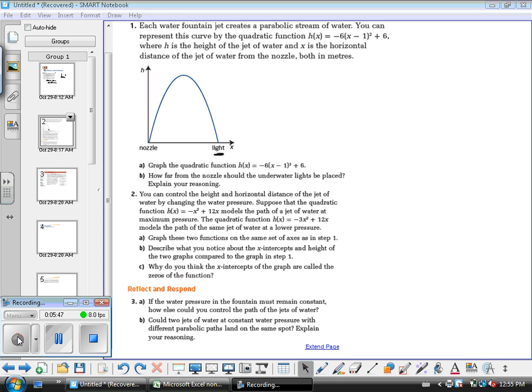The second part of the question says that you can control the height and horizontal distance of the jet of water by changing the water pressure. So suppose that the quadratic function h of x equals negative x squared plus 12x models the path of a jet of water at maximum pressure, and the quadratic function h of x equals negative 3x squared plus 12x models the path of the same jet at lower pressure. You want to graph these two functions on the same set of axes as in step 1 and see what you notice about the x-intercepts and height.